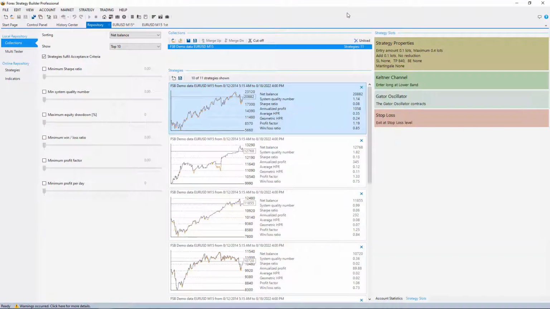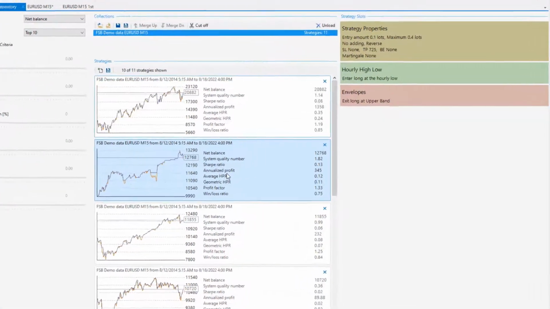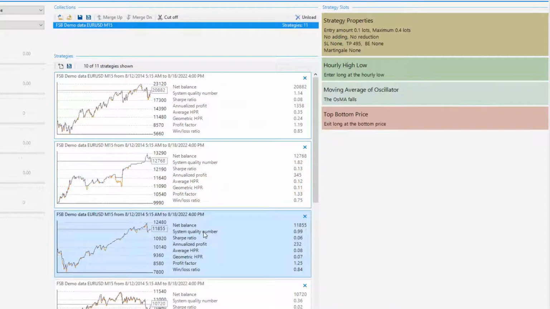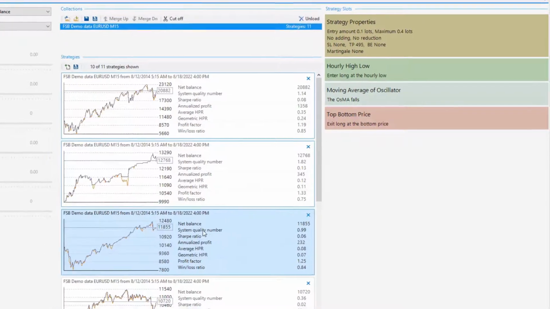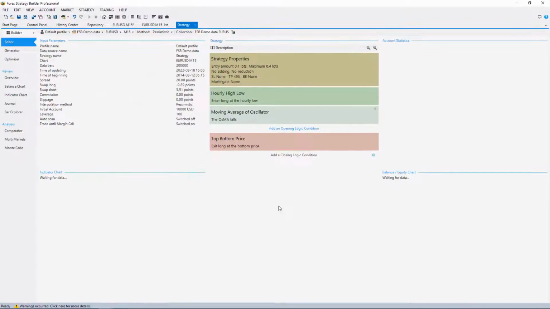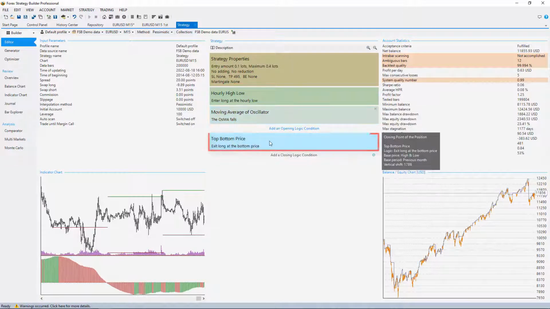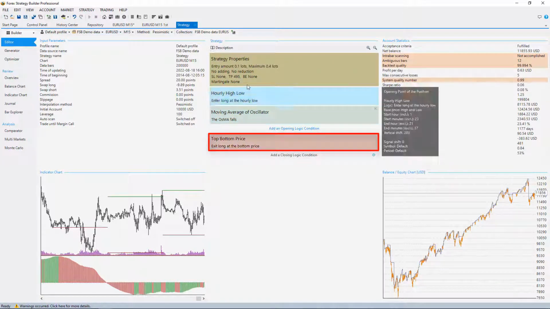Now let me check some of the other strategies for the euro. The second one uses hourly high low, which is quite simple strategy. The third one uses the higher high low and moving average oscillator, which is worthy for me to check. This strategy has two entry conditions and one exit condition, so let's see in detail.